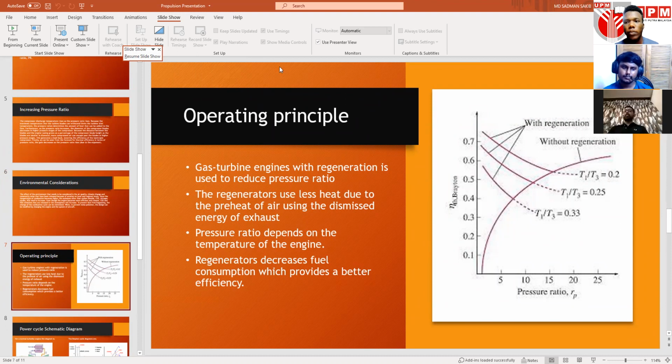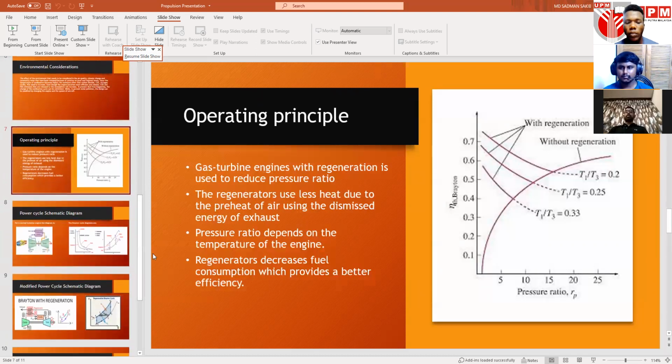Over here we can see the thermal efficiency against pressure ratio graph. A gas turbine engine with regeneration is used to reduce the pressure ratio. We can see from the graph beside that the one with regeneration has a lower pressure ratio. The regenerator uses less heat due to the preheating of air using the wasted energy of the exhaust. The pressure ratio depends on the temperature of the engine. Using a regenerator can decrease fuel consumption and increase the efficiency of the fuel, which in turn will reduce the cost. So I'll let Syed continue the rest of the presentation.